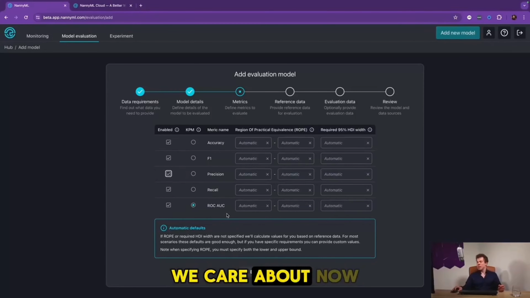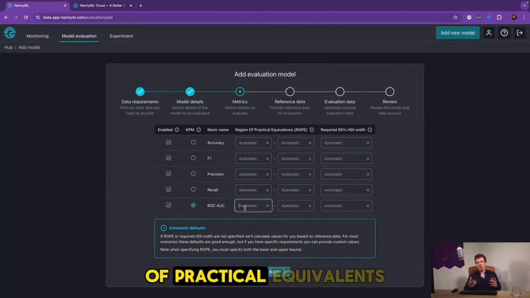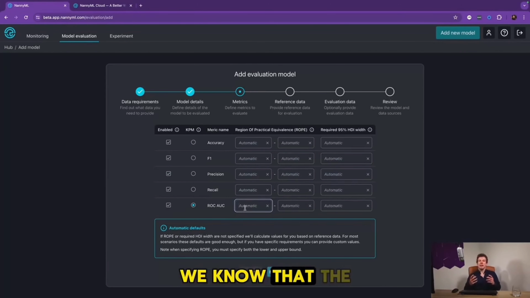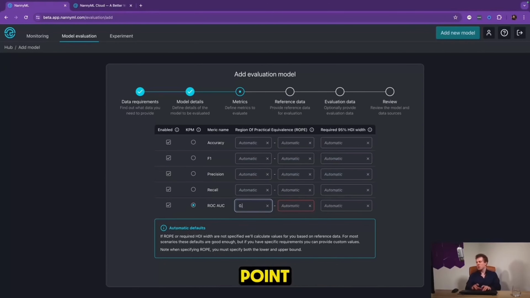we care about. Now, the second part of setting up the metrics is figuring out what our region of practical equivalence, or ROPE, is. What does it mean? It's the region for which we know that the model is good enough. Let's say our performance on the test set was 0.85 for AUC. Let's say that we're okay with dropping 5 percentage points, and we're just going to put 0.8 to 1.